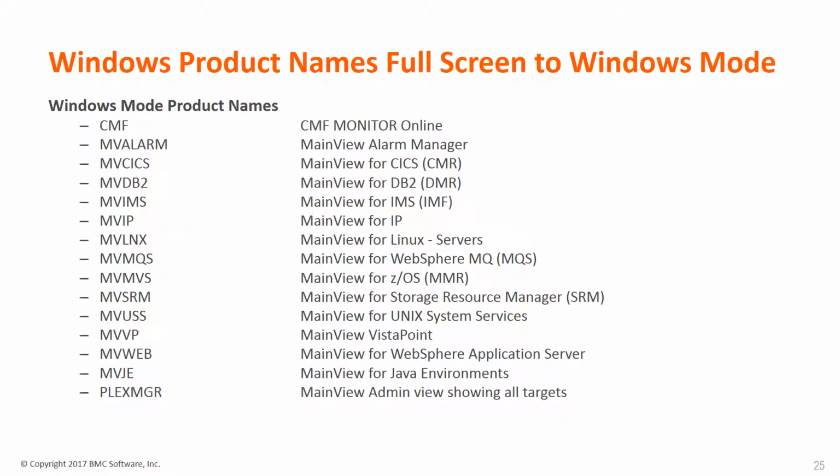Here's a list of the window product names that you would specify on the transfer command. And there's a different one for each of the products. All the window products will generally start with MV. Two exceptions to that are CMF, which is our replacement for RMF, and then the Plex Manager, which is essentially your CAS interface.